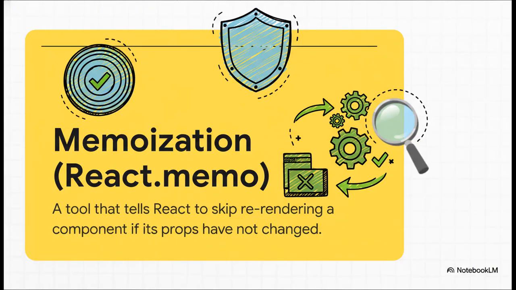So what does React.memo actually do? Well, it's basically a stop sign for that recursive re-render we talked about. You wrap a component in it, and you're telling React, hey, before you re-render this component, just do a quick check. Have its props changed? If they're the same as last time, then just skip it. Don't even bother looking at its children. Sounds awesome, doesn't it?